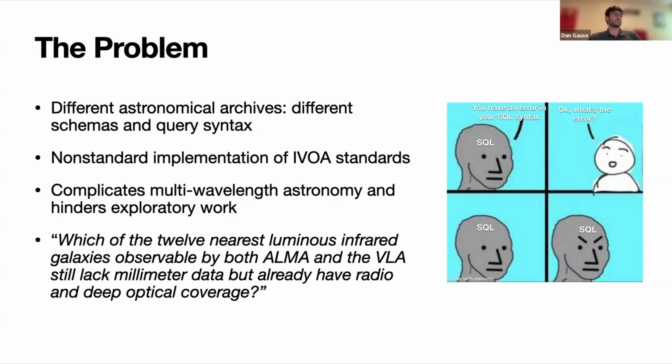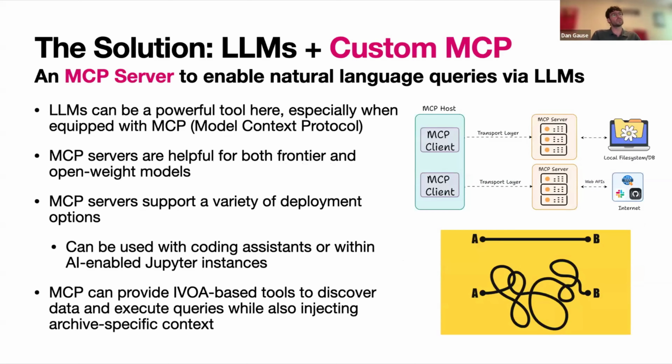And looking at the 12 nearest luminous galaxies, this would end up requiring around 40 different queries to these different databases. So that is just a big effort here. And we determined that LLMs can be a convenient solution to this issue, especially using a custom MCP to augment the LLM's native abilities.